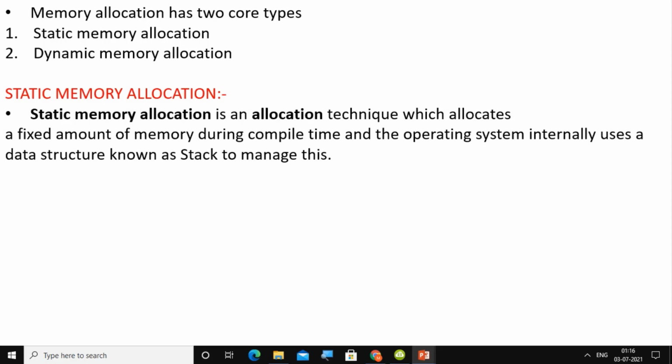Static memory allocation is an allocation technique which allocates a fixed amount of memory during compile time. During compile time only, a fixed amount of memory will be allocated, and the operating system internally uses a data structure known as stack to manage this.